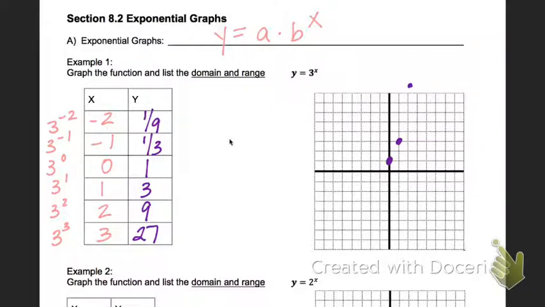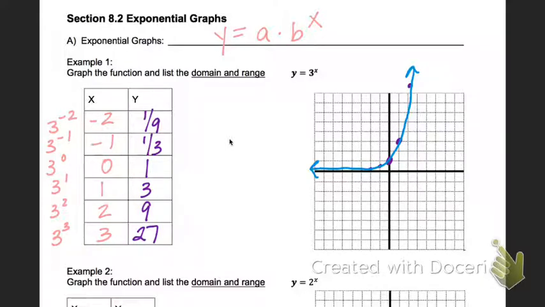And then let's go in the other direction. So we've got -1 and 1/3. I'm just going to estimate. And it's approaching 0. So the 1/9 is really, really close. If you go to -2 and 1/9, that's really, really close to 0. So are we drawing a curve? Yes, it looks like a curve.